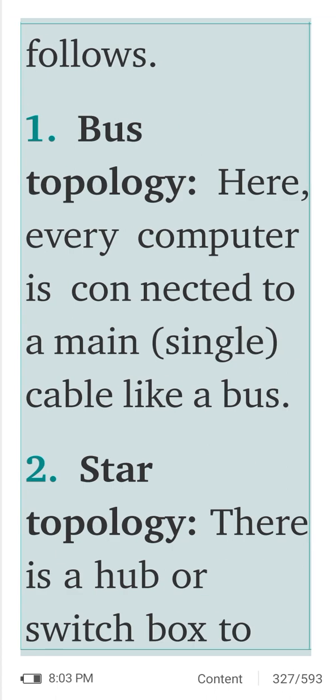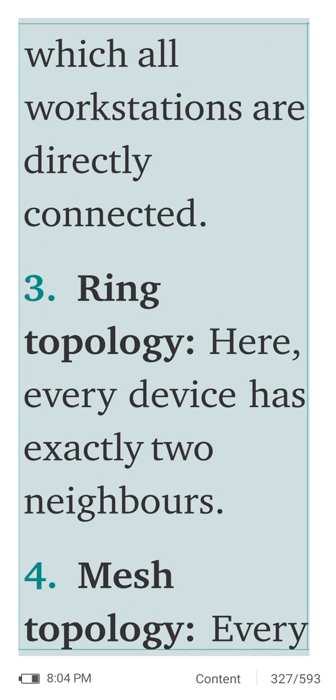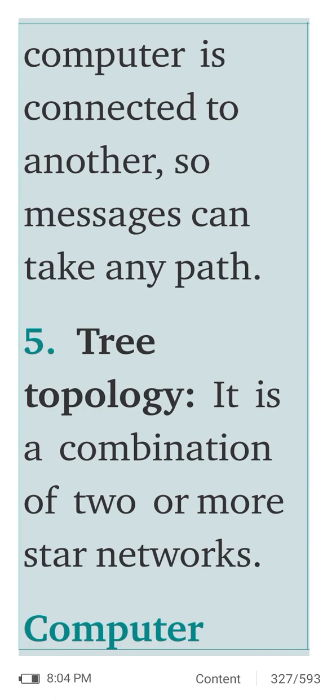The topology can be classified as follows. Bus topology. Here every computer is connected to a main single cable like a bus. Then star topology. That is a hub or switch box to which all workstations are directly connected. Then ring topology. Here every device has exactly two neighbors. Then mesh topology. Every computer is connected to another, so messages can take any path. Then tree topology, it is a combination of two or more star networks.